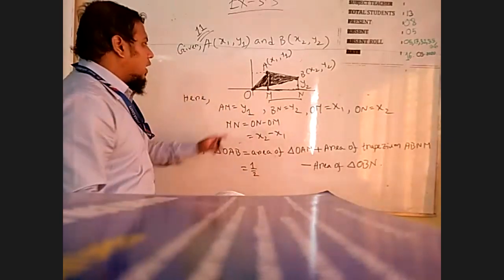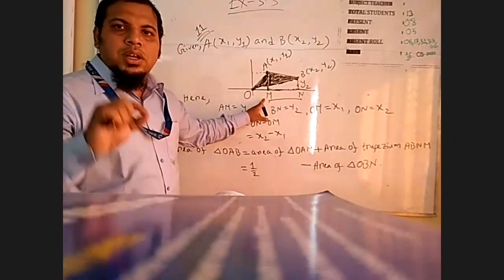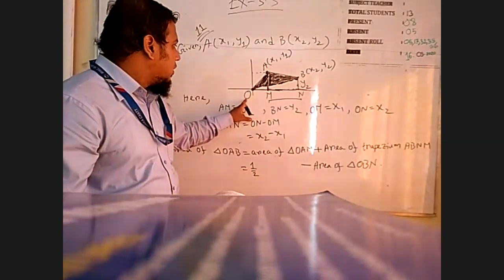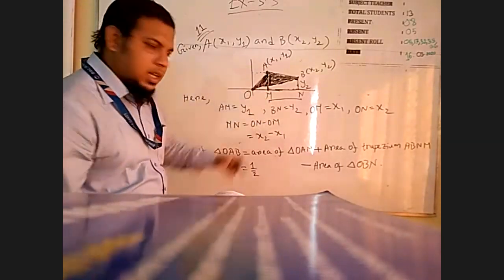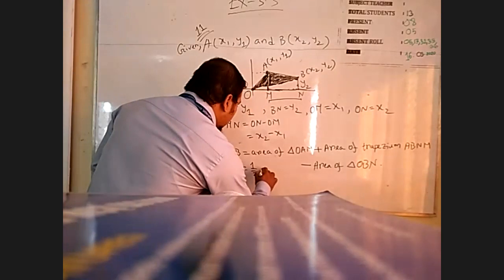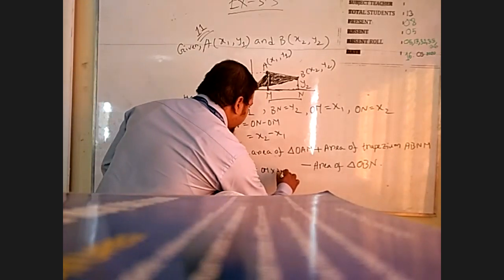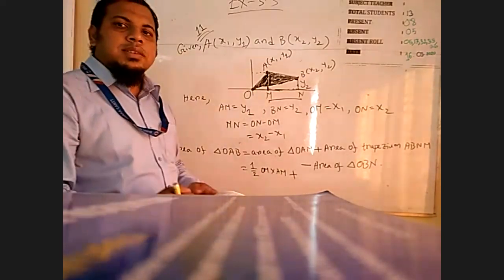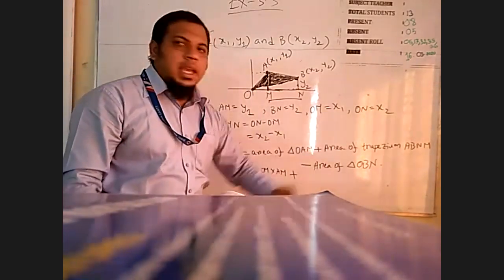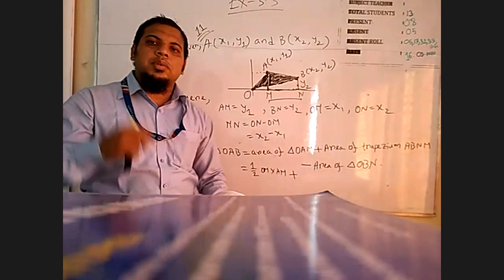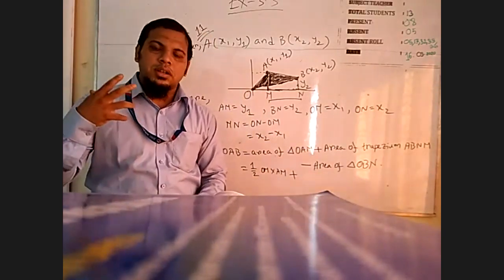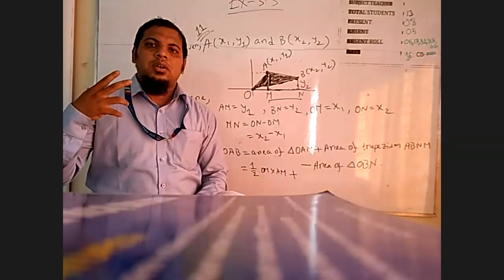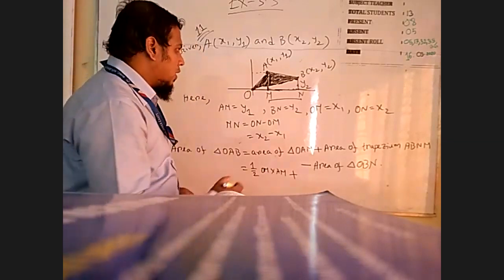Okay, x1 y1. In the first line we will write half into OM into AM. Okay, half into OM into AM, plus the area of trapezium ABNM. So what is the formula for the trapezium? Can you remember? Half into the sum of two sides into height.